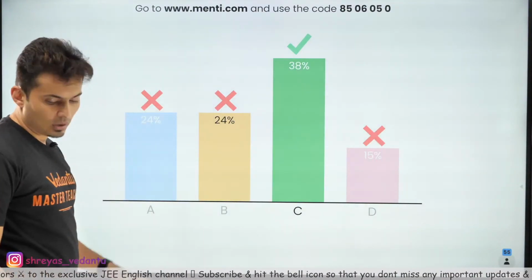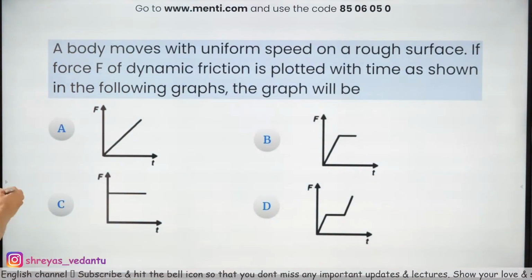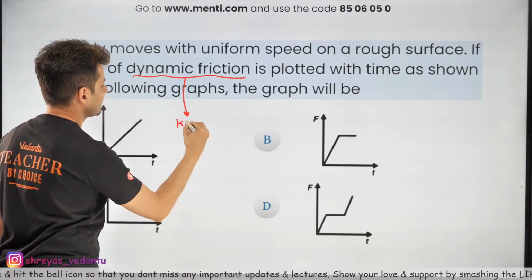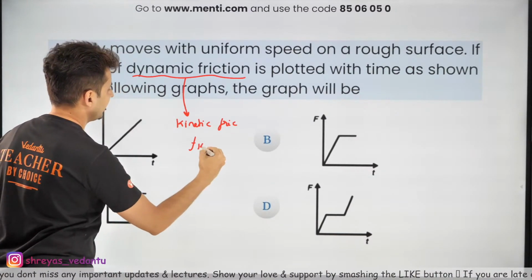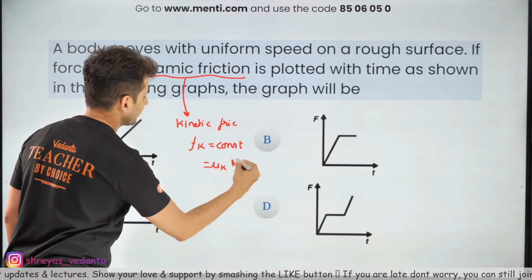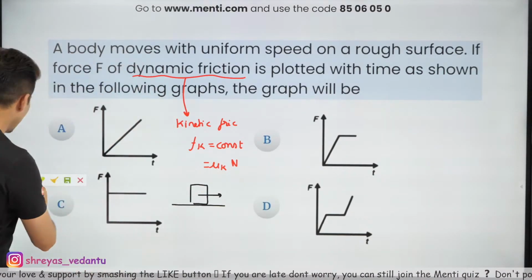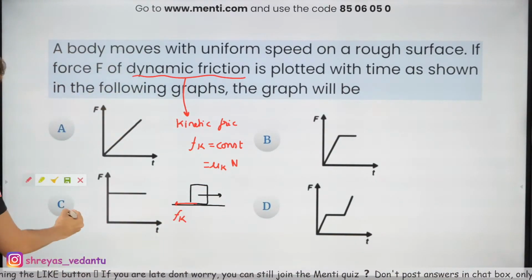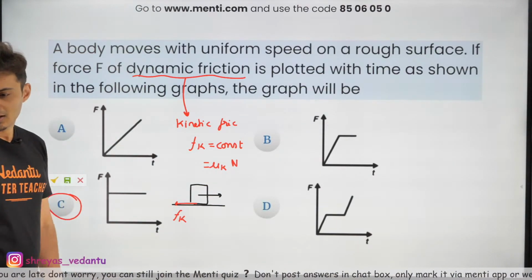Excellent, beautiful. Many of you got this correct. I was expecting many of you to do this, because yesterday I told you that dynamic friction, which is the same as kinetic friction, Fk, is a constant force. It is always mu k into N. So if that block is in motion, the kinetic friction will oppose that motion and remain constant. That means it should be option C. As simple as that.